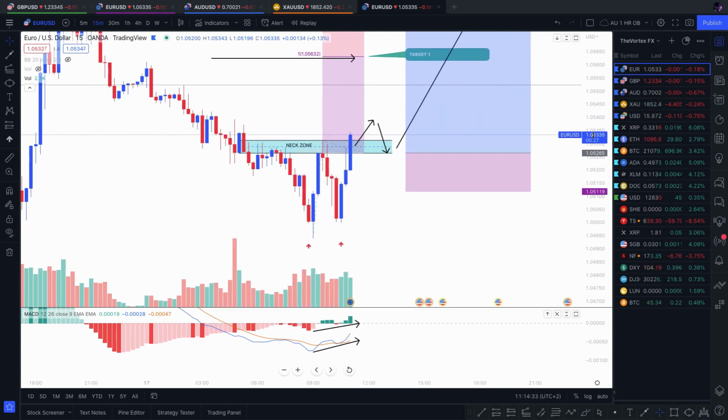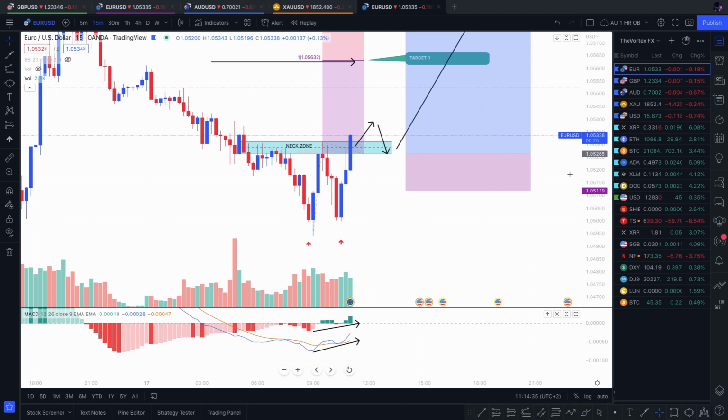Guys, this is going to be a quick one because we are on the 15 minute time frame, and we can see that this thing is actually moving as I'm recording. So by the time you watch, this trade may have already played out and either been stopped out or reached targets. Either way, it's a great way to learn, right? So let's check it out.